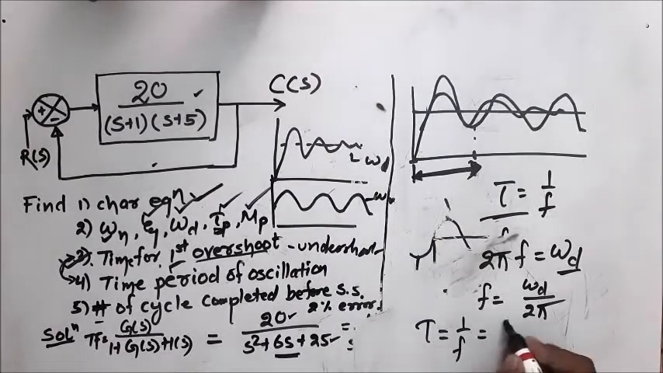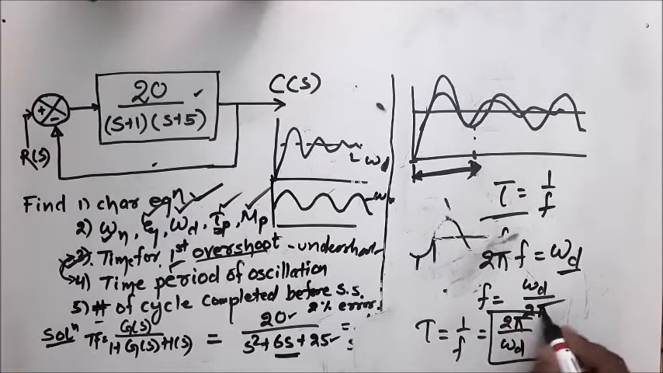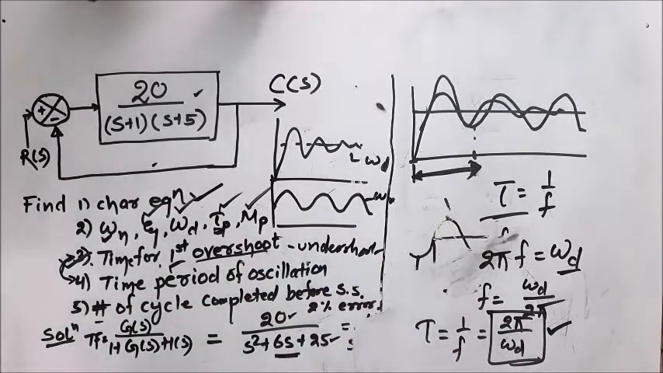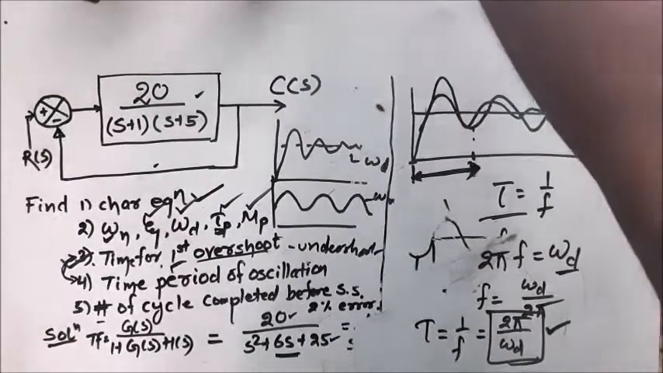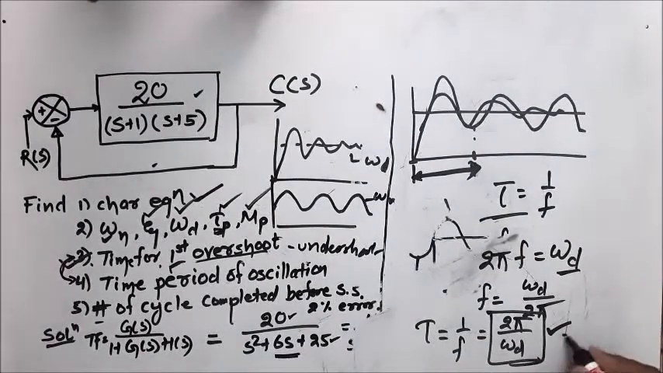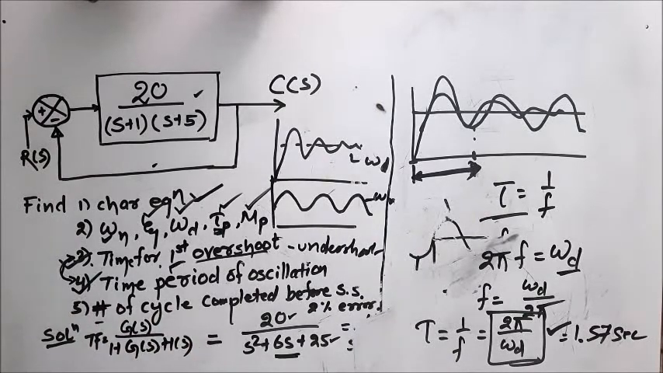The time period tau is equal to 1 by F, which is equal to 2 pi by omega d. This formula gives the same value we got previously for the time of first undershoot, 1.57 second. So we have completed the fourth one.